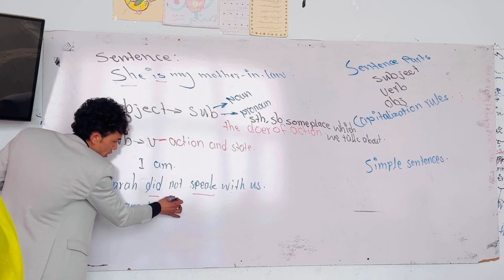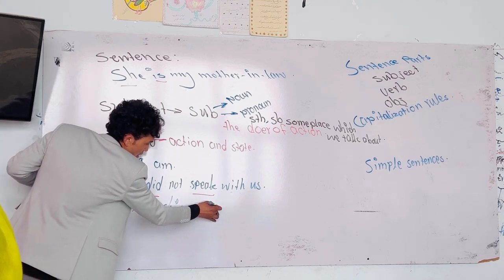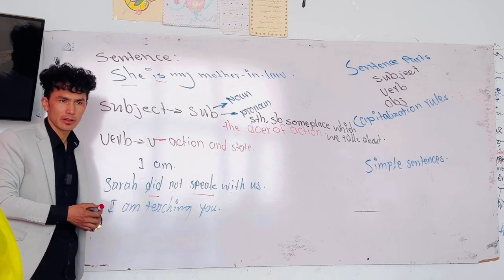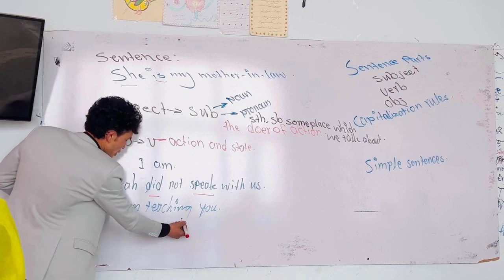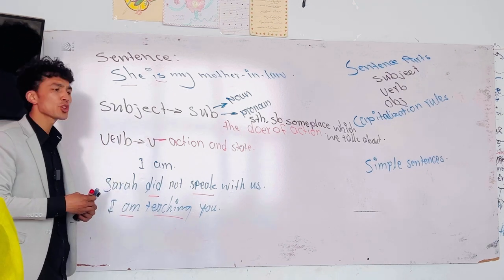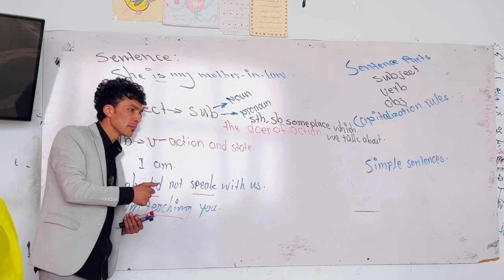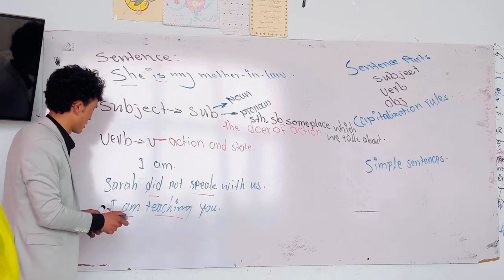I am teaching. I'm teaching you. Where is the verb? Teaching and am. Which one do you think is the helping verb? Am. And the main verb is? Teaching. That is all.